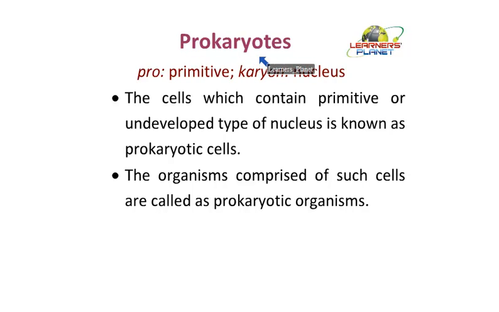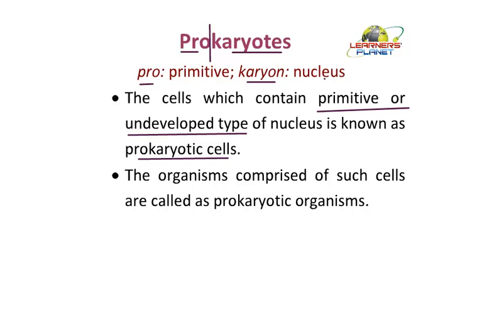Now further, let us study in detail about these prokaryotes. Let us begin with the meaning of this particular term. Prokaryotes is comprised of two parts. If you split it, there are two sections in this word itself: pro and karyotes. Pro means primitive and karyon means nucleus. So basically those cells which contain a primitive or undeveloped type of nucleus are known as prokaryotic cells.